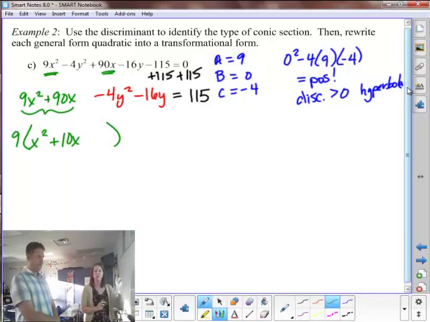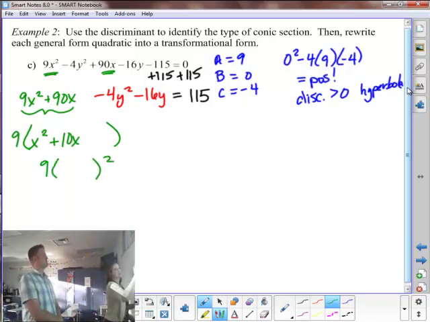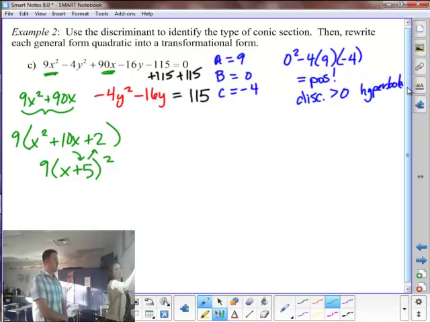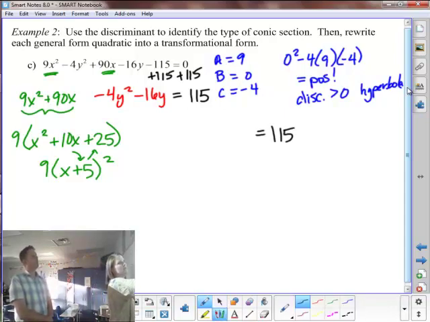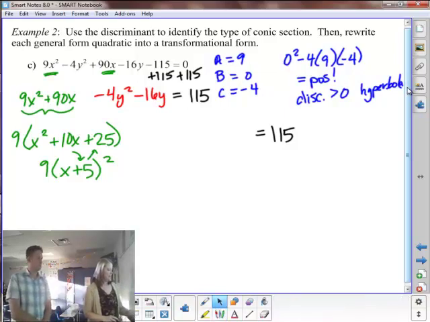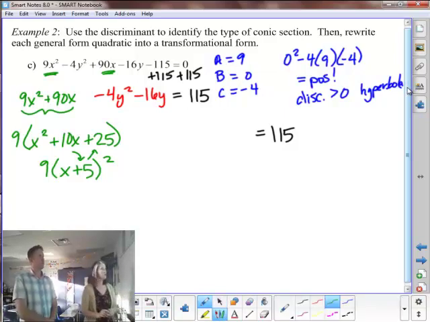Again, if you need to, grab some colored pencils and do this. Okay? So I'm going to have a 9 times something squared. My half down rule still applies. Look, we're so nice, it's an even number. Half of 10 is 5. Square 5, we're going to get positive 25. That works out. So now, let me leave some space over here on the right-hand side, we're going to have an equals 115, correct? But I have to add in that 25 that we just used to complete the square.